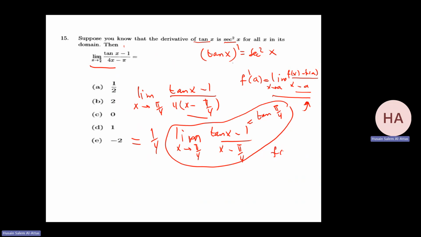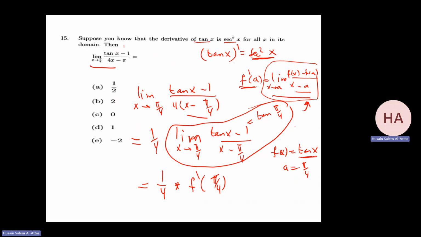I have f of x equal tan x, and a is pi over 4. It's exactly the same one, so this should be equal to f prime at pi over 4. I'm using the same formula, where f of x is tan x and a is pi over 4. And we were given that the derivative of tan is secant squared.